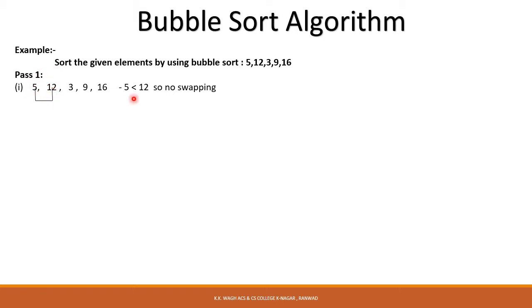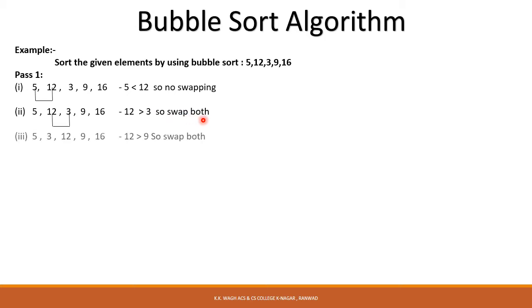After comparing, we see that 5 is less than 12, so there is no need of swapping. Next we compare 12 and 3, the next two elements. Here 12 is greater than 3, so we have to swap both elements. After swapping, we get the numbers 5, 3, 12, 9 and 16. Now in this list we compare 12 and 9. Here 12 is greater than 9, so we have to swap both elements.